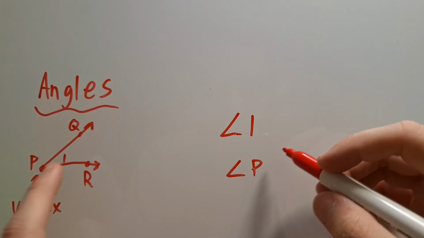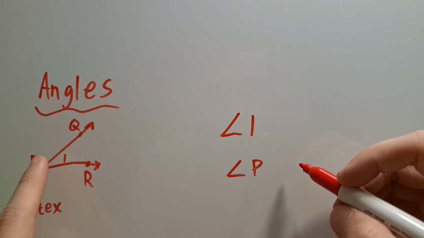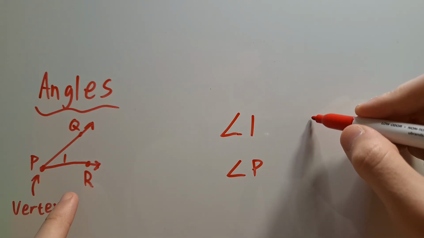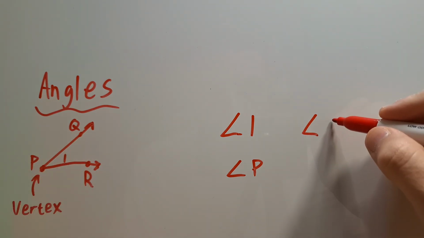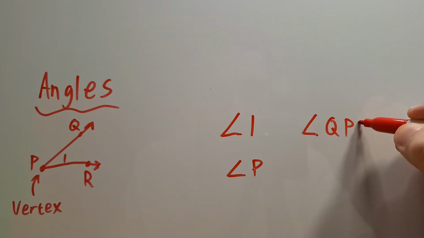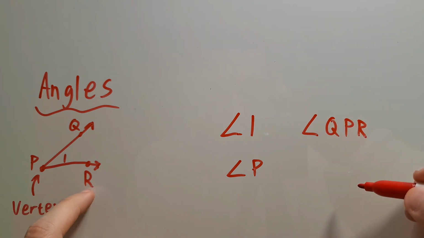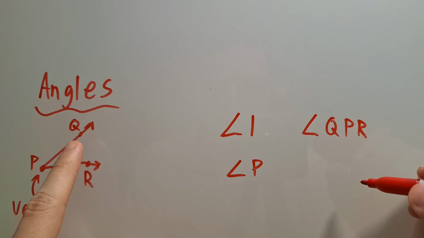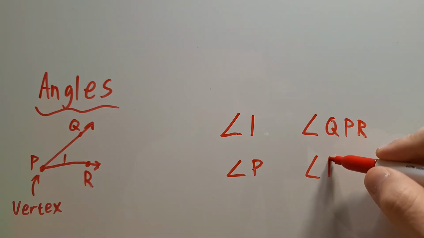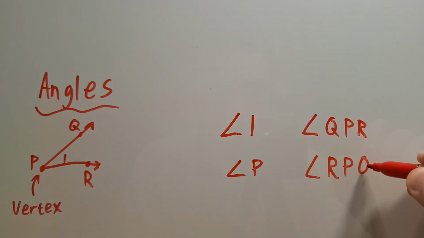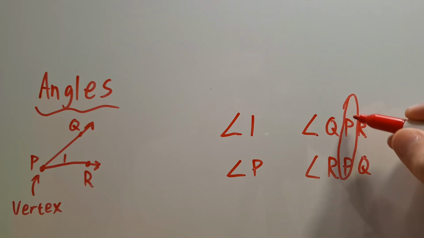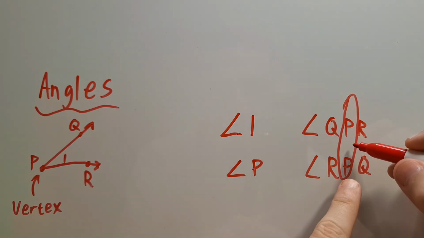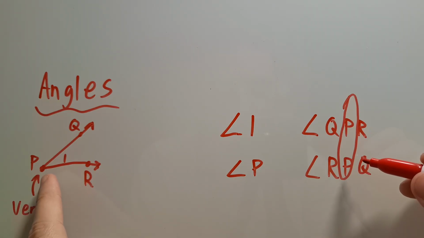Another way to represent this angle is by using the 3 points labeled here. So I can refer to this as angle QPR or angle RPQ. Notice how, right here in the middle, they both share that P. That P refers to the vertex.